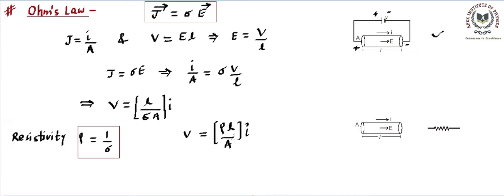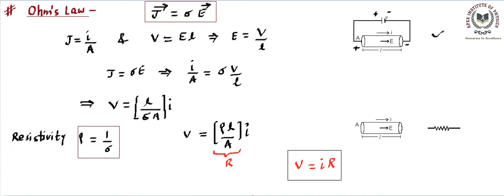Now this rho L upon A will appear quite frequently in this expression, so we can rewrite it by a single letter. We denote it by a single letter called R. If we name it capital R, then we get the relation V is equal to I into R, or R into I. This is known as another form of Ohm's law.